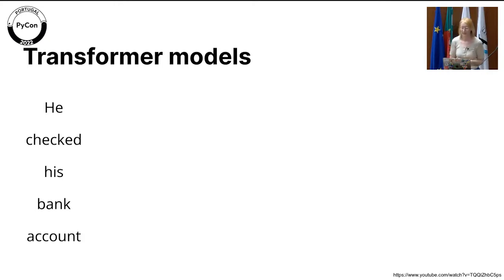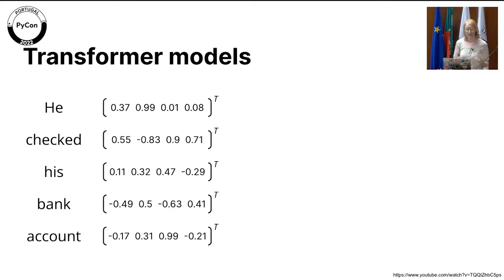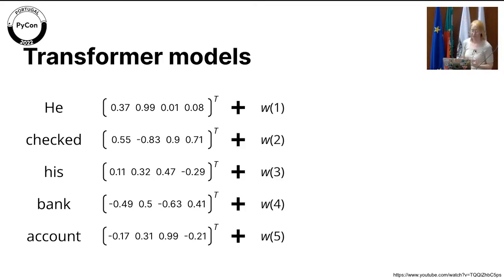So where we start is sort of where we left off. We transform each of these words into word embeddings. But what we then do is we add positional vectors to each of these embeddings to indicate their position in the sentence. So the embedding for he would be weighted to indicate that it's the first word in the sentence. Checked would be weighted to indicate it's the second word in the sentence, and so on. So these weighted word embeddings are fed into a mechanism called self-attention.